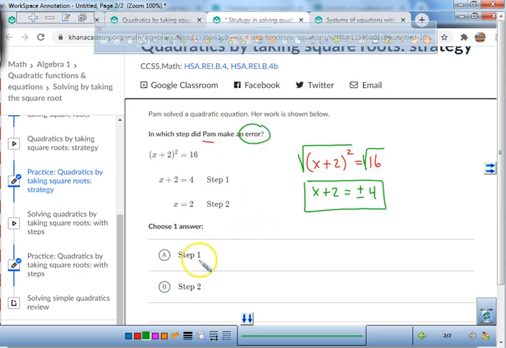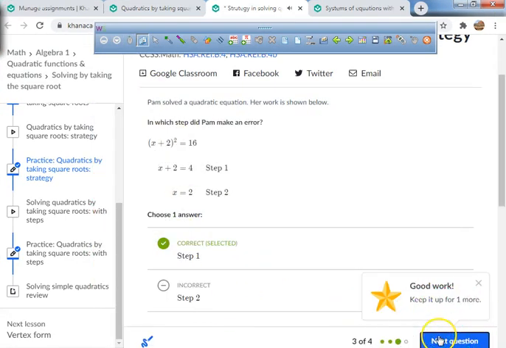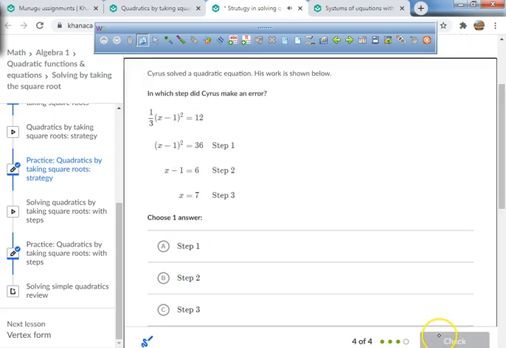So which step do you think she made the first error? Do you think she made it in step 1 or step 2? What do you guys think? Step 1. I agree. Because if she would have put plus or minus 4, that would have been fine. But she didn't. She just put a 4. So I'm going to say step 1. Woohoo! All right, cool.